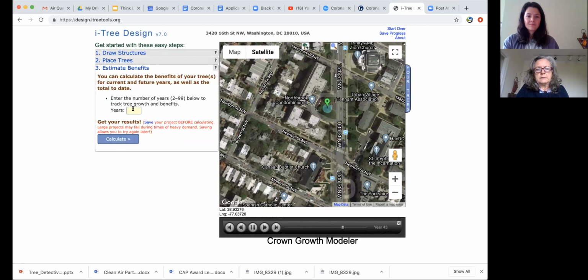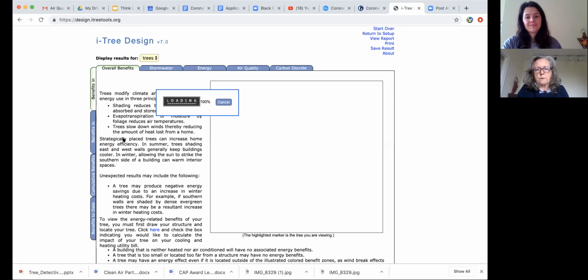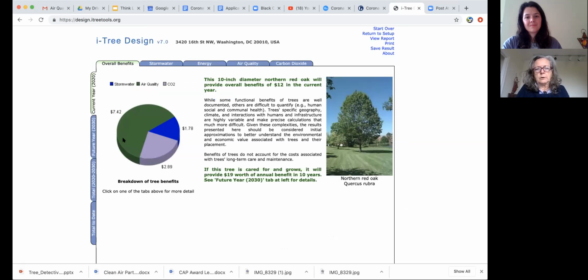In estimate benefits, it's asking you to enter the number of years. We're going to enter a nice round number, 10 years, and then press calculate. So basically what the iTree Design app is doing is calculating, for our tree, which is the northern red oak, the type of benefits that it will provide.